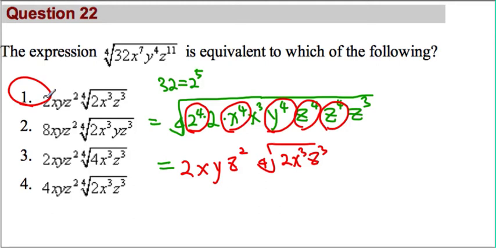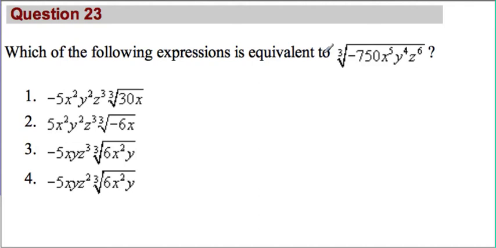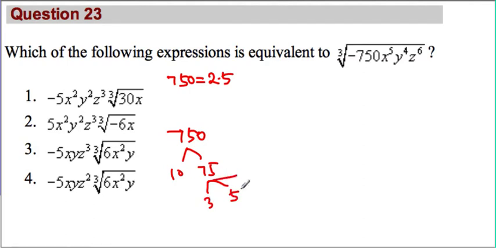Alright, let's look at the next question here together. Number 23. We have cube root. That means we are looking for perfect cubes. Negative 750, or if I was to look at 750, we know that that's equal to 2, and then 5, because if you have to look at it, 2 times 5, 750, we know that it breaks down to 10 and 75, and 75 is 3, 5, and 5. And this is 2 and 5. So we have 5 to the 3rd power times 3.